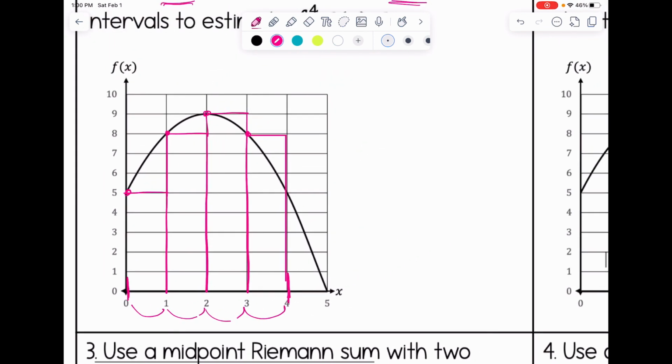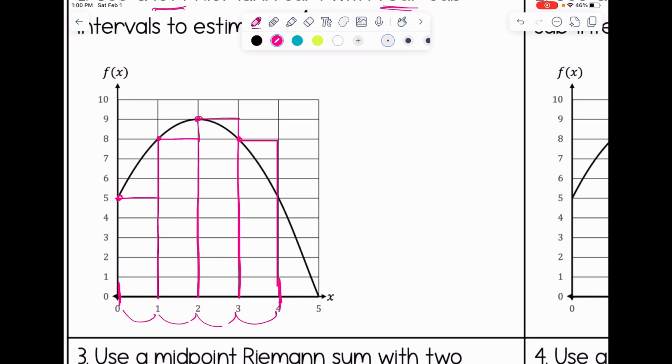All right, so we're going to now find the area of each of those rectangles. So the area of the first rectangle would be 1 times 5. The area of the next one would be 1 times 8, 1 times 9, and 1 times 8 again. So we are adding all of these up, hence the word sum when we call them Riemann sum. And we can estimate that the area under the curve from 0 to 4 is 30 units squared.